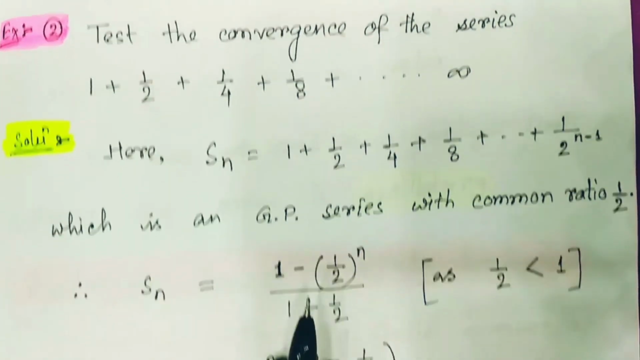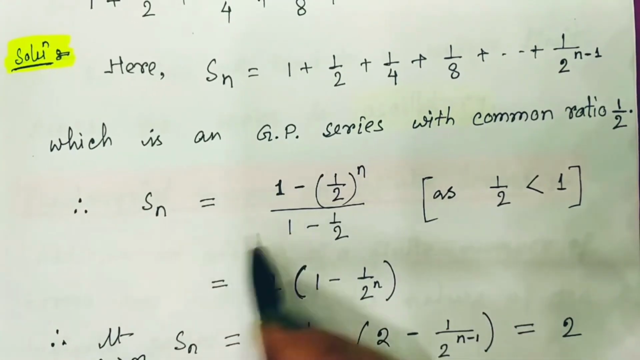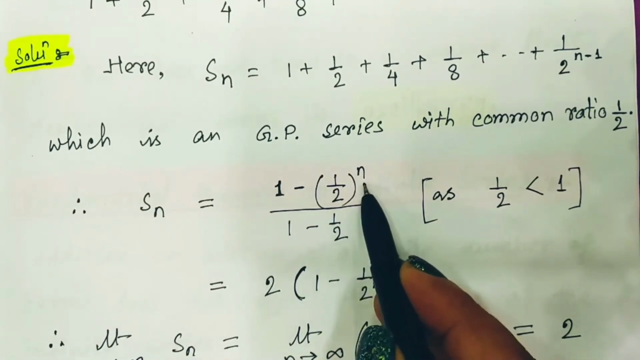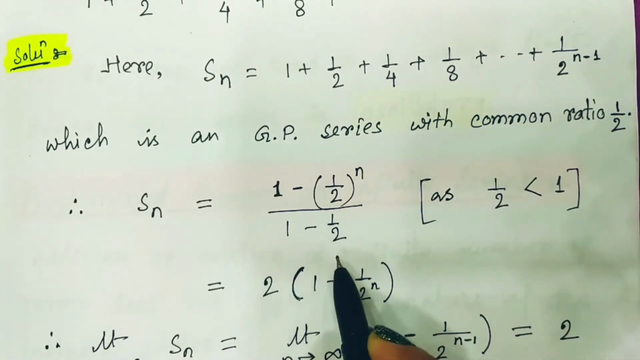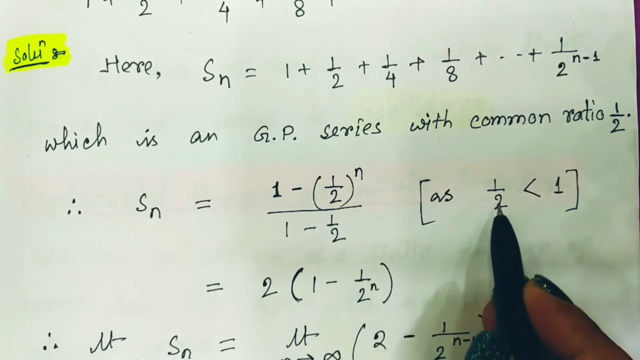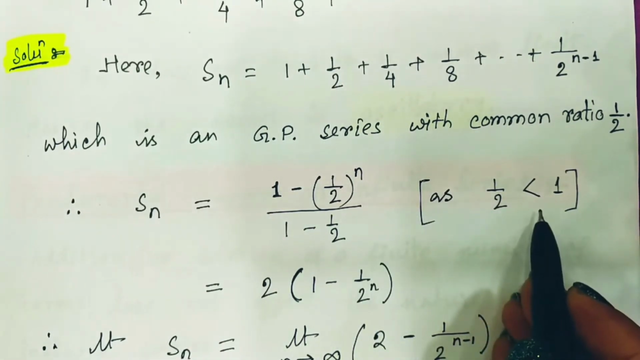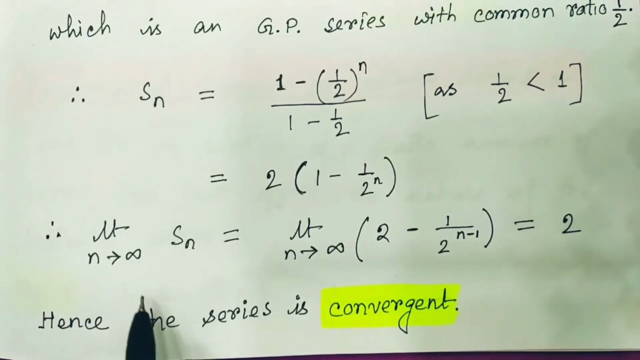Since it is a GP series with n number of terms, its summation is (1 minus 1 by 2 to the power n), as there are n terms in total, whole divided by (1 minus 1 by 2). Here we take this formula as the common ratio is 1 by 2, which is less than 1. Now if we simplify and take the limit on both sides, what will we find?